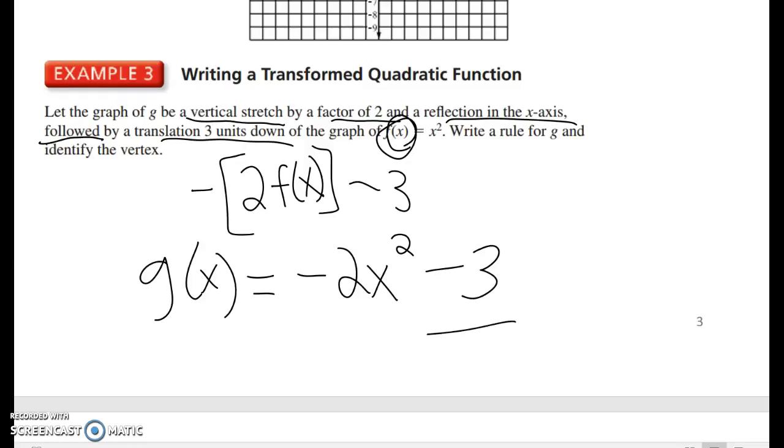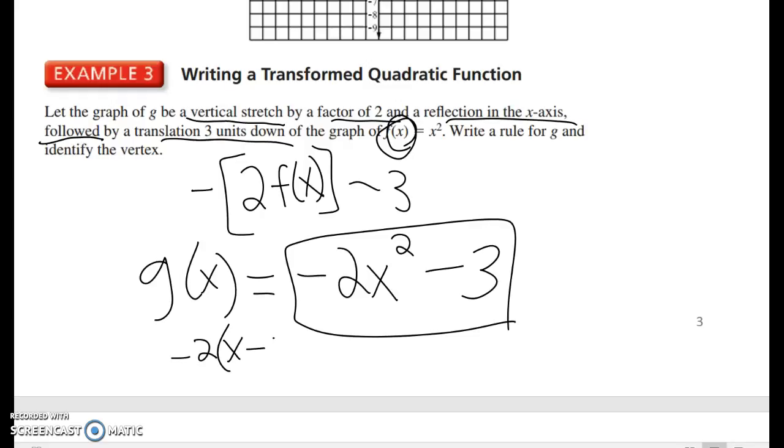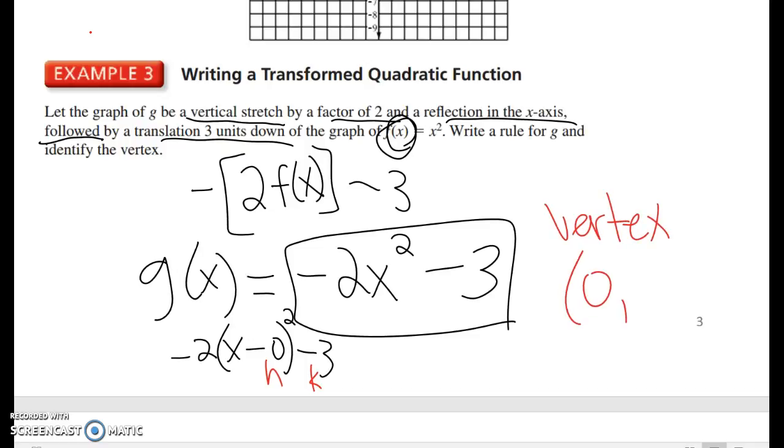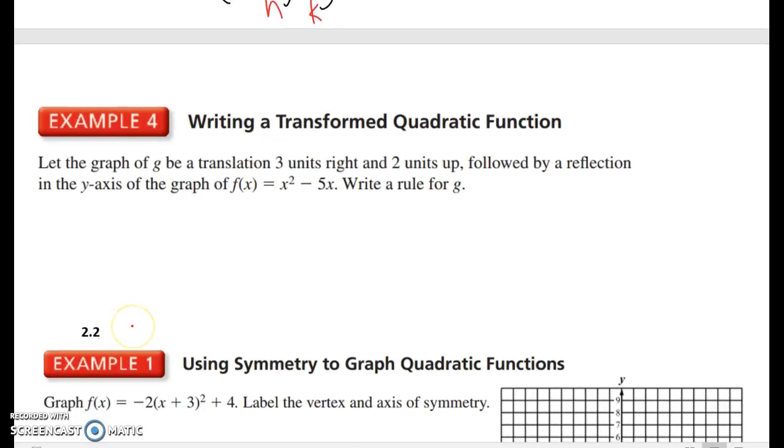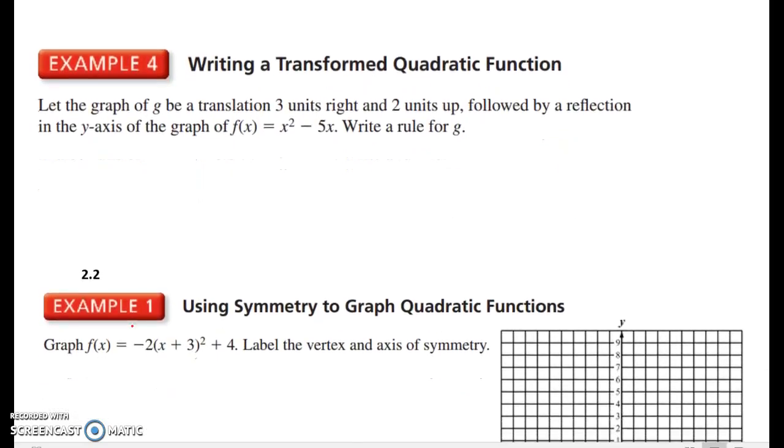To identify the vertex, I take a look at my hk. Technically, since there's nothing with the x, it's like x minus 0 squared minus 3. So remember, my h is in the parentheses, 0. My k is outside. So my vertex here is going to be 0, negative 3. Go to the next page and look at example 4.